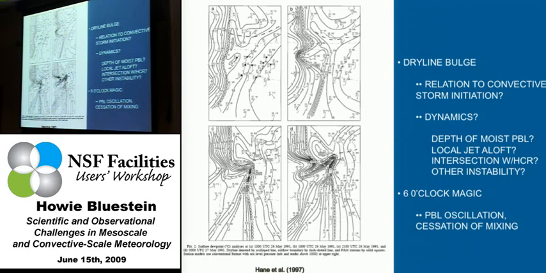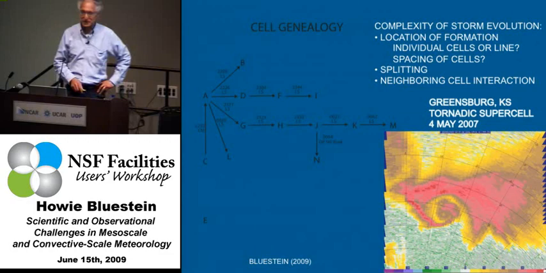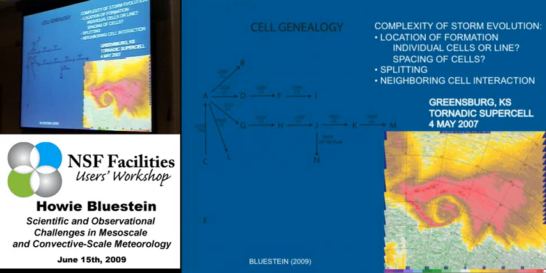Cell genealogy. There's tremendous complexity in storm evolution. We need to know not only something about the location of the formation of convective storms, but how they're organized. Do they start as individual cells, or do they start as a line? If they start as cells, what determines the spacing of the cells? I don't think we have any theory for this yet. Supercells usually split. We've known about this for over 20 years, and we understand why they split. But when we have a series of cells along a line, we get neighboring cell interaction. This is also something that needs to be studied.